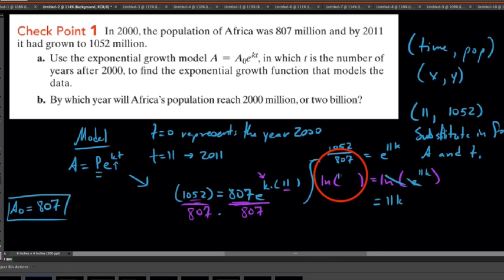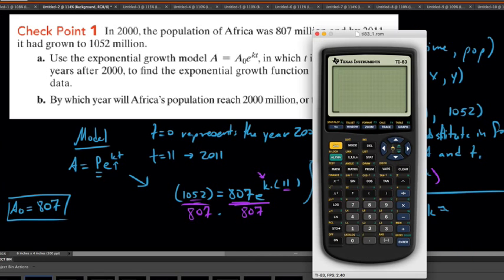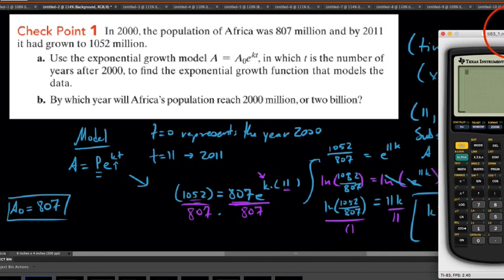And on the left side we get this ln of 1,052 all over 807. So what I'm going to do is take ln of 1,052 over 807, and I'm going to take this 11k and divide both by 11 here. And so I'm going to say that k, we're going to write this and not lose it, is approximately equal to, we're going to go out 4 decimal places here. But basically, let's type this in here.